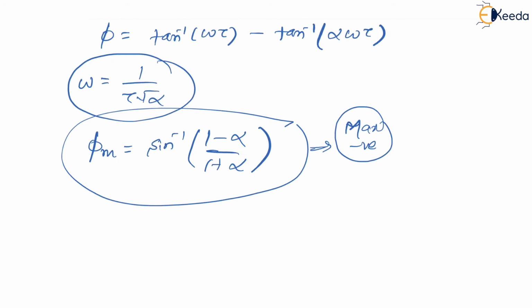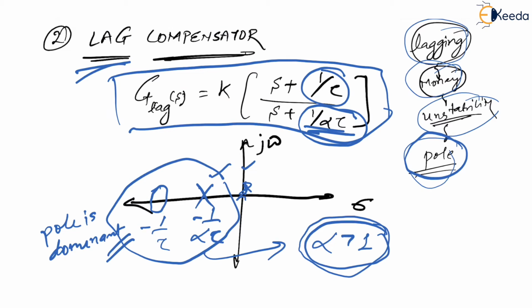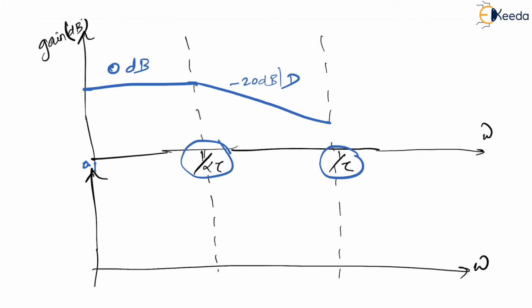Now what happened at 1 by tau? At 1 by tau, you have got a 0, which means this one which would have gone this way and continued, now it will become 0 dB per decade. Is that right? Yes. Now let us think of phase phi in degrees.